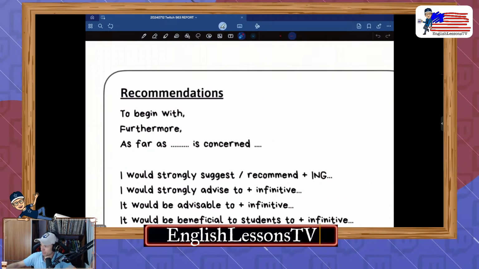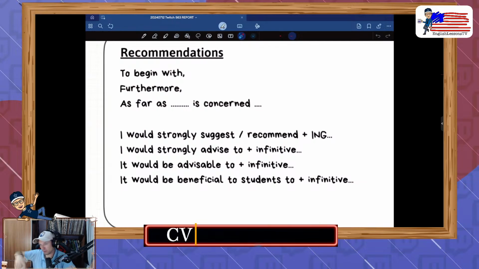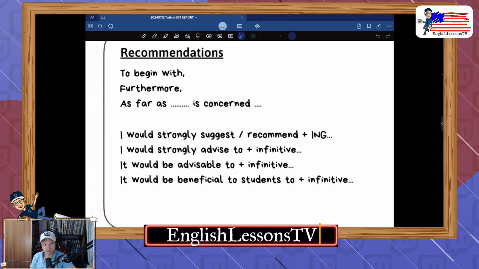Let's move to the recommendations. In the recommendations, you can use "I would strongly suggest," "I would strongly recommend," "I would strongly advise," or "it would be advisable" or "it would be beneficial." You want to use these in a passive way, like a general idea of what would be a good recommendation, not from you, but from a general standpoint.